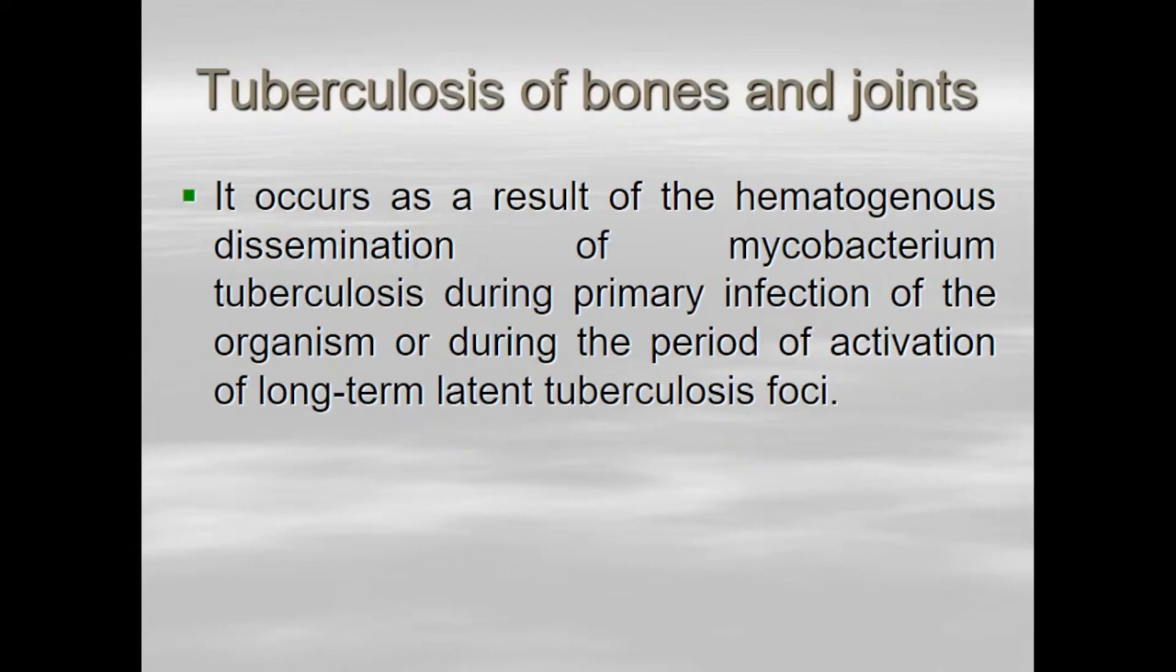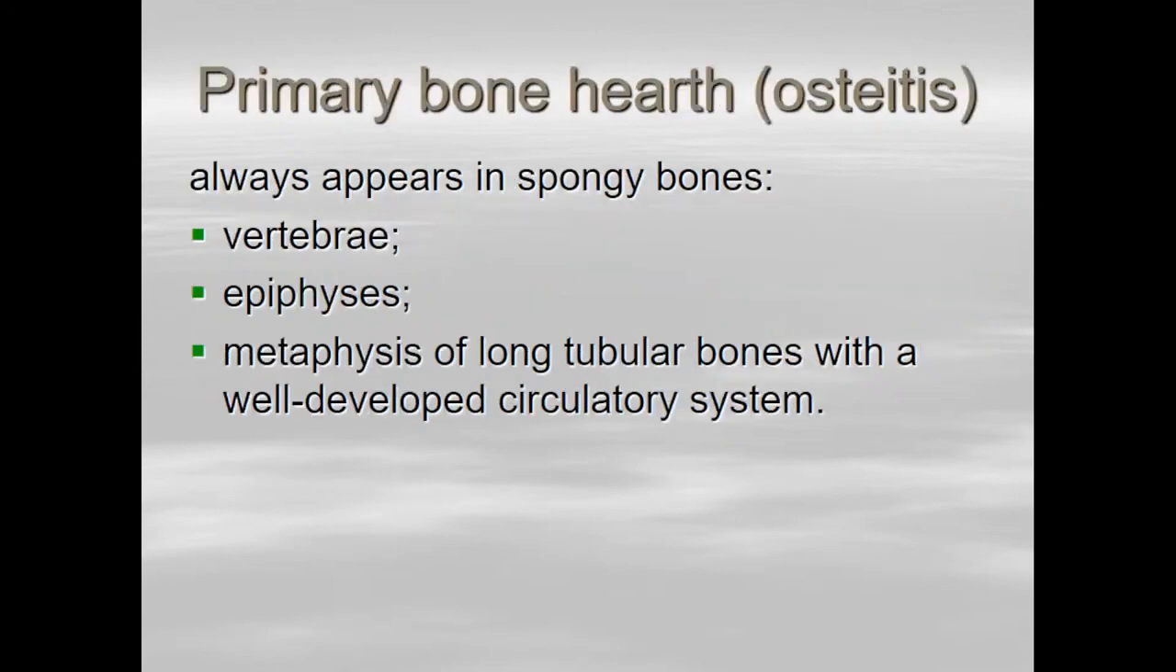It occurs as a result of the hematogenous dissemination of Mycobacterium tuberculosis during primary infection of the organism or during the period of activation of long-term latent tuberculosis foci. Primary bone osteitis always appears in spongy bones, vertebrae, or the epiphysis or metaphysis of long tubular bones with a well-developed circulatory system.